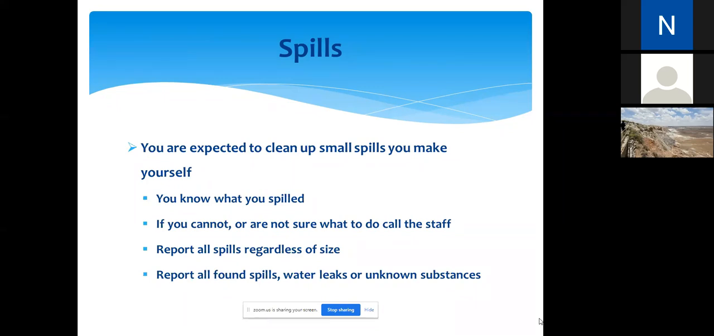Always make sure you report all your spills. And if you find a spill, don't assume what it is and just go ahead and clean it. Just do a little test with pH paper just to see what it is. For all you know, it's water. But if it's acid, then you know how to clean it.